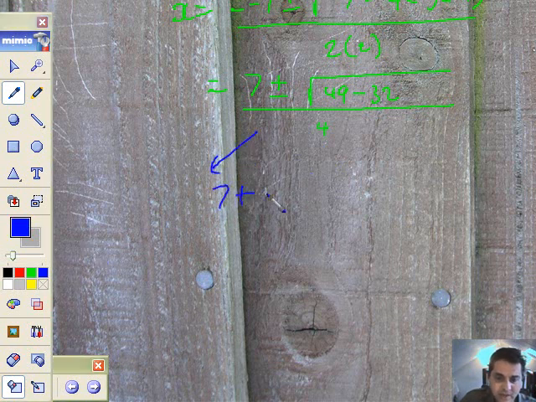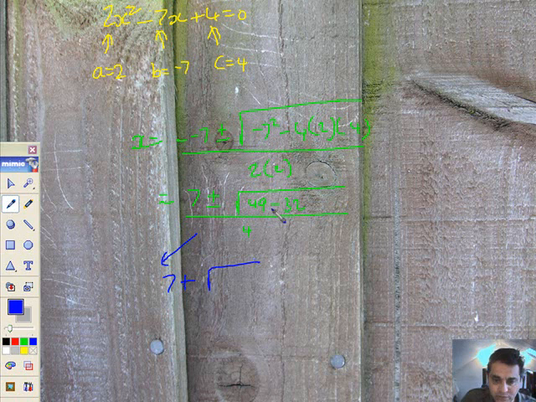I'm going to go for 7 plus the root of 49 take away 32. Basically the square root is 17, and then divide by 4, or I can go for, well, I must go for both: 7 take away the square root of 17 divided by 4. Let's just jump straight into the answers there.